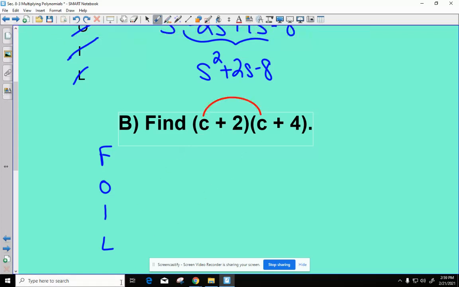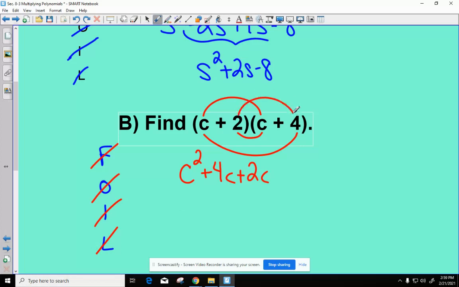So first, C times C, in this case, C squared. O, outer, outside ones together. A C and a 4 multiplied together would be 4C. The I would be the inners. That is a 2 and a C. When we multiply, that's 2C. And the L is last. That is a 2 and a 4 multiplied together is an 8. Like terms right there in the middle. C squared plus 6C plus 8.